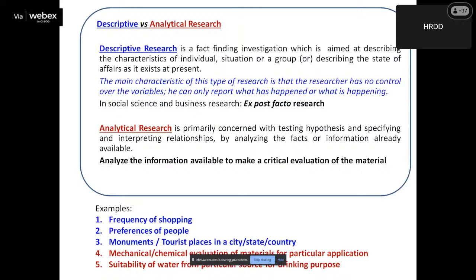But in descriptive research, these guys have no control over what the size of the nanoparticle will be. Descriptive research has some variable. The variable, in your case, is the size of the nanoparticle. But in descriptive research, there is no control over such a variable. This means the type of research we are concerned with in social science and business research. Ex post facto research means whatever already happened, as I told you, in Anushakti Nagar, in Hastapur one shop, what is the most selling item. So frequency of shopping or preferences of people in shopping.